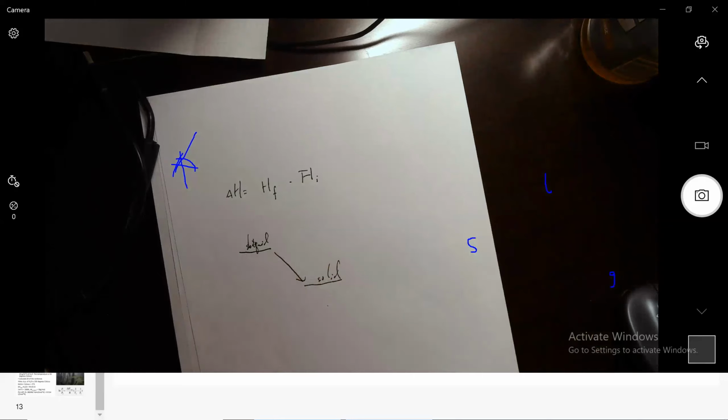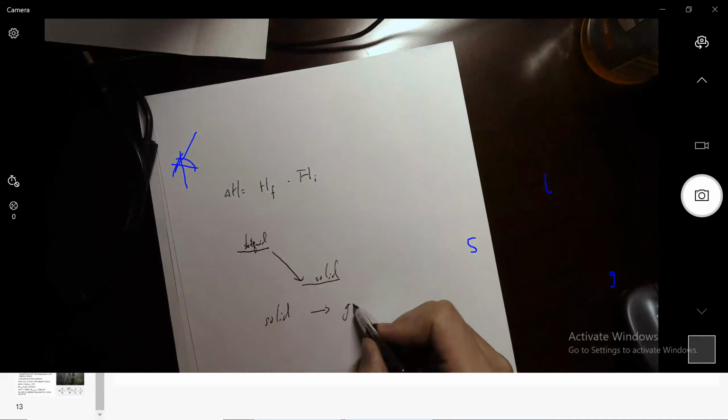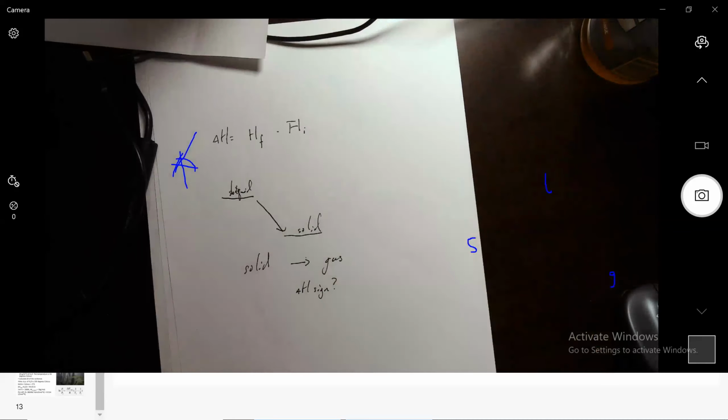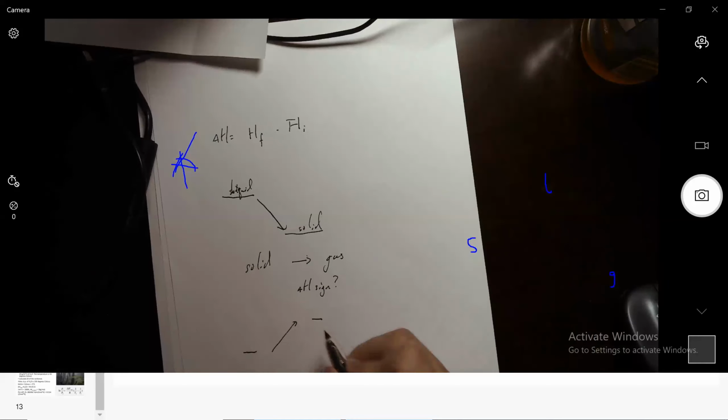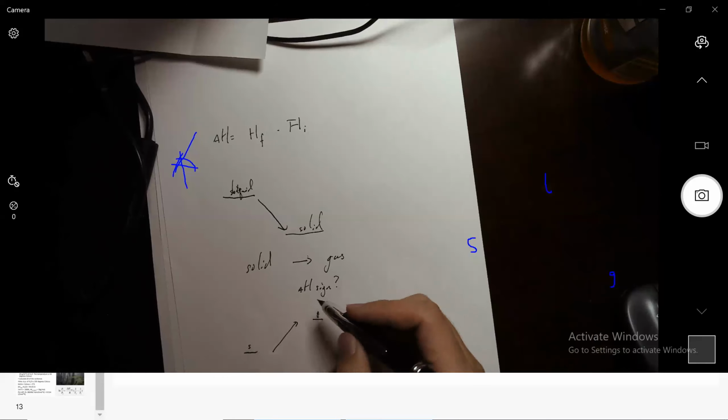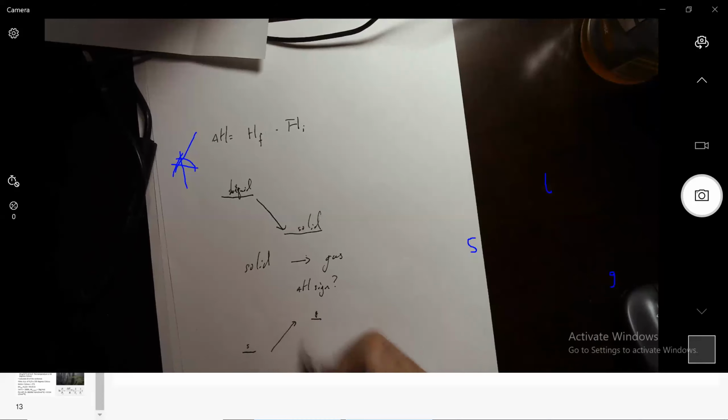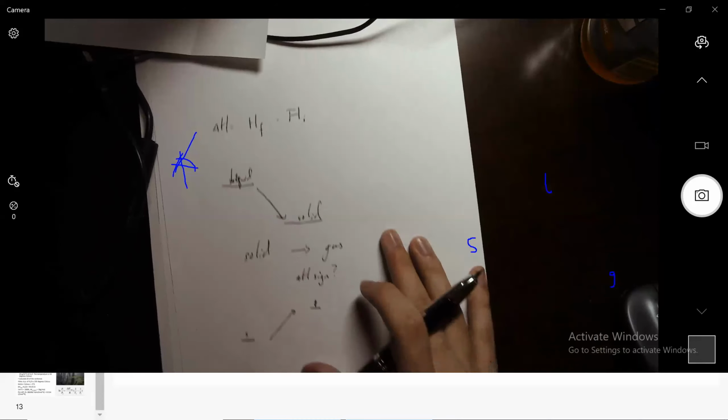So what about solid to gas? What's the sign of delta H? Great, positive, because we're going from a low energy state, the solid, to a gas. In the gas state, everything's moving around very quickly, so we have a lot of energy. So we have a big number minus a small number, so positive.